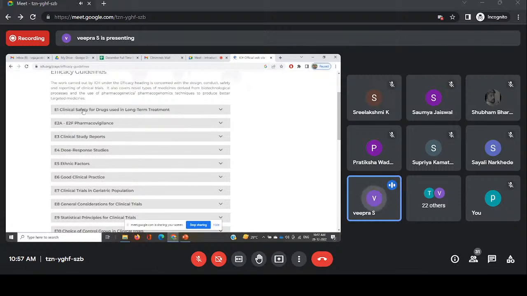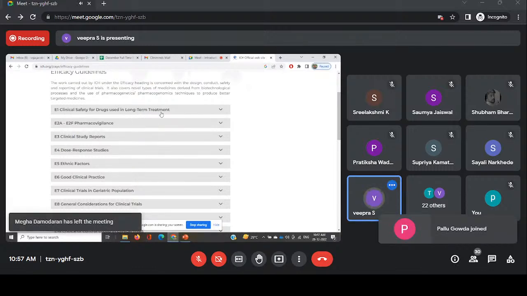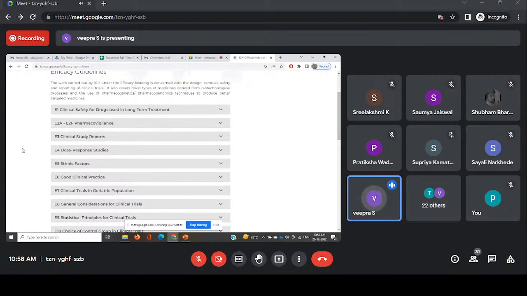Here are the clinical safety of drugs used in long-term treatment, pharmacovigilance, and the clinical study report. What is a clinical study report? In our introduction we discussed that it is a scientific document with every detail about a clinical trial and research. Every detail about the clinical study that was done and the results we got are present in the clinical study report. That report has to be prepared using this ICH guideline.